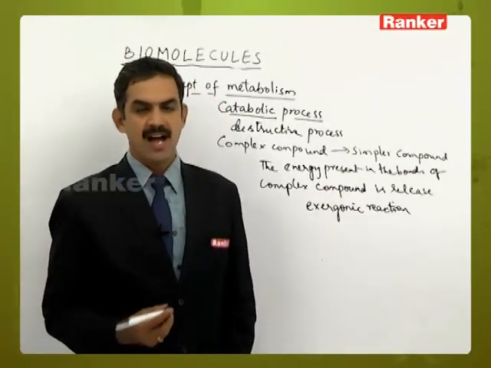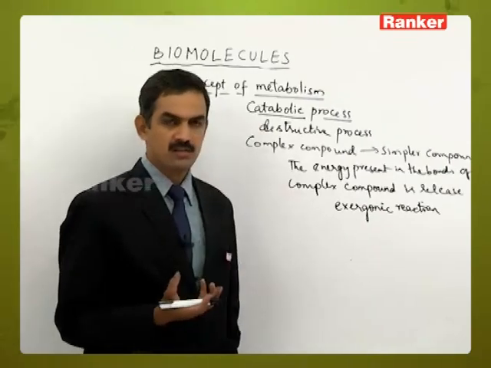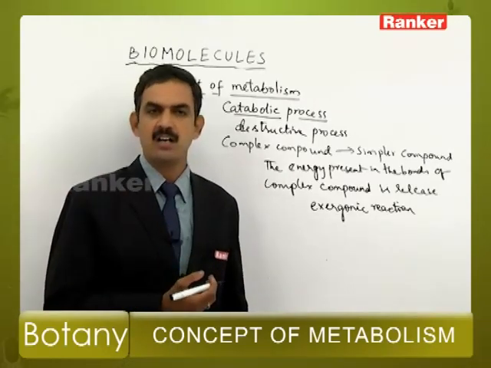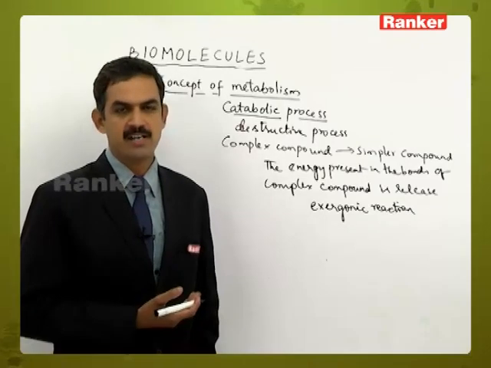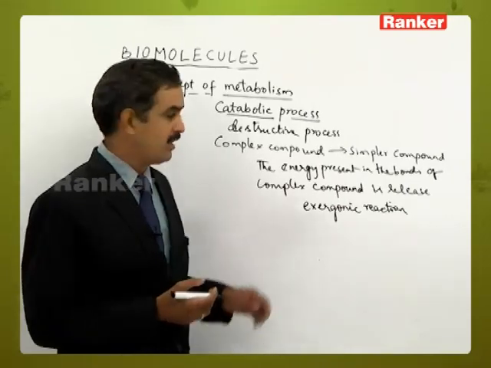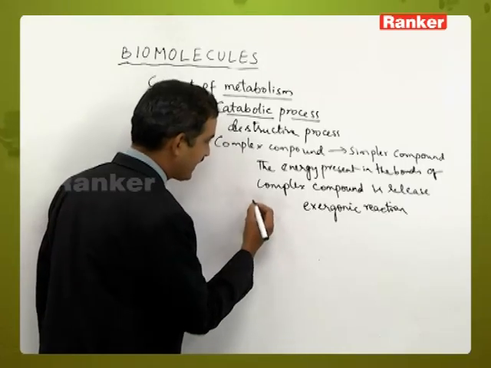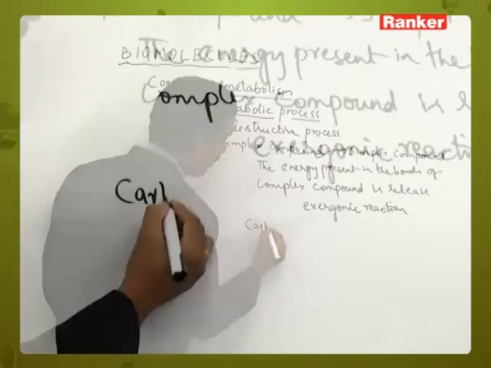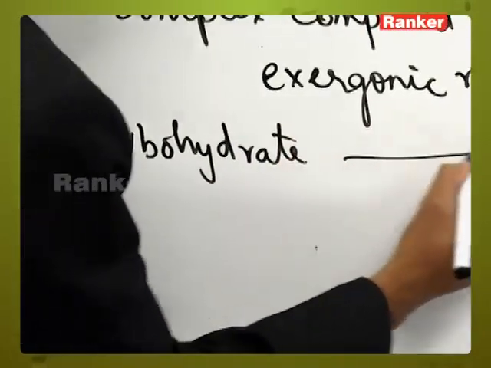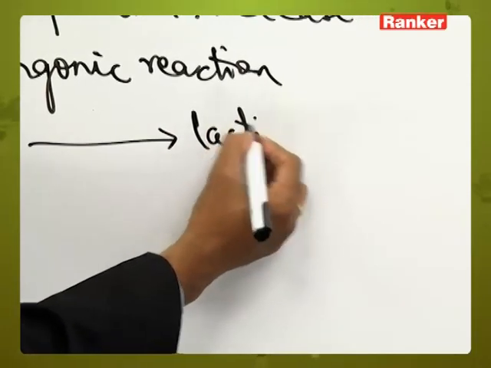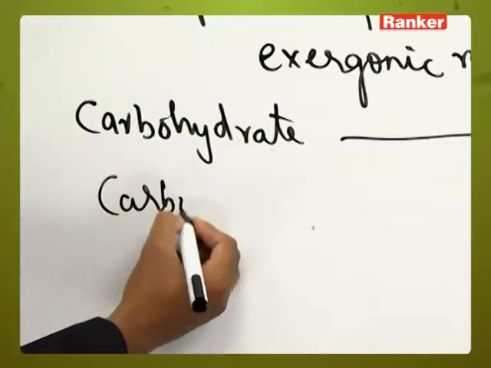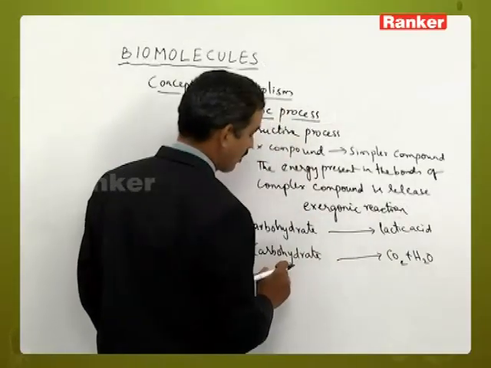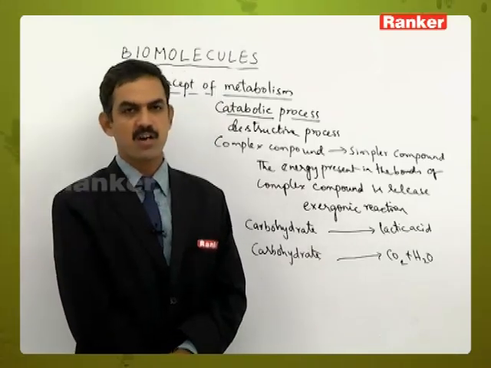The best example in animals is the carbohydrates present in the muscle cells, which are converted into lactic acid, a simpler molecule. In the same way, in plants and in some bacteria, the respiratory substrate like carbohydrate will be broken down to release carbon dioxide and water molecules. Whatever energy is present in the bonds of the complex molecule will be released. So the carbohydrate is converted into lactic acid in the muscles, or otherwise in plants the carbohydrate is converted into carbon dioxide and water. That is, a complex compound to a simpler molecule. As energy is released, we call it an exergonic reaction.